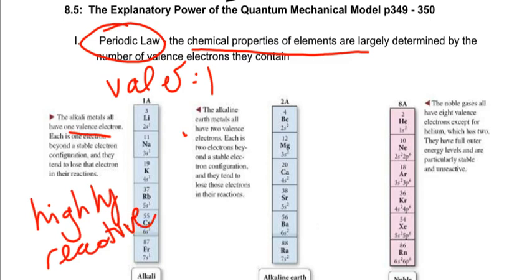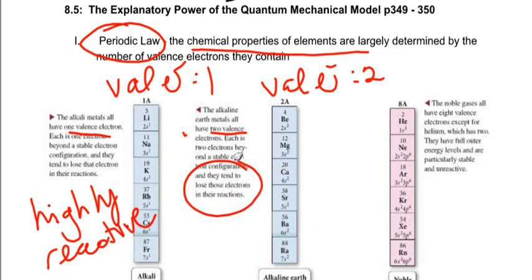Look at beryllium, magnesium, calcium, strontium, barium, radium. These are your alkaline earth metals, all right? They have 2 valence electrons, so valence electrons is equal to 2 here. And they are 2 electrons beyond the stable configuration, so they're going to tend to lose those 2 electrons. And they're also pretty reactive. They're not as spectacular as your valence 1 alkali metals, but they still are fairly reactive. They're not explosively reactive, but they're still pretty reactive, okay? Because they're trying to lose those 2 electrons. They all have that in common.